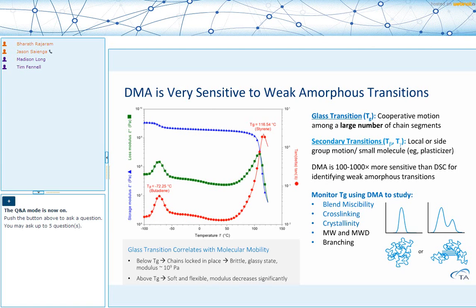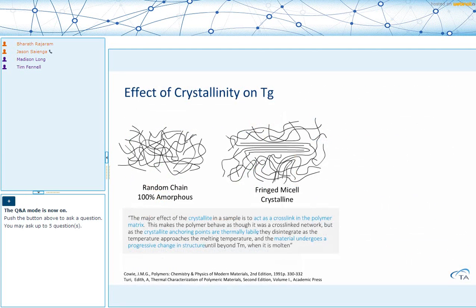So we'll look at just one example on how the glass transition can be affected by the structure, and we'll focus on crystallinity alone. For polymer materials, they could either be a completely amorphous material, or maybe they could have a crystalline structure. And the way crystallinity affects the Tg is crystallites act as a cross-link within the polymer matrix. And so this makes it behave like a cross-link network, but because the cross-links are not permanent, they can change as a function of temperature.